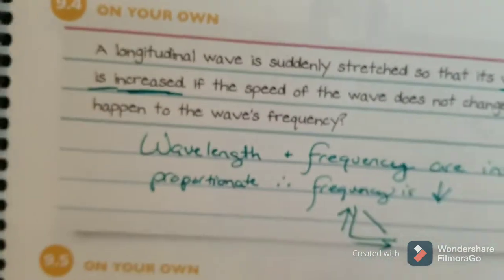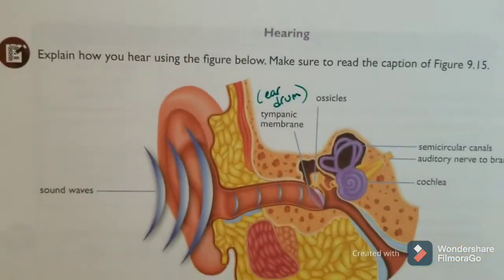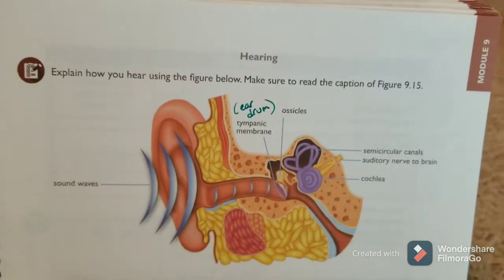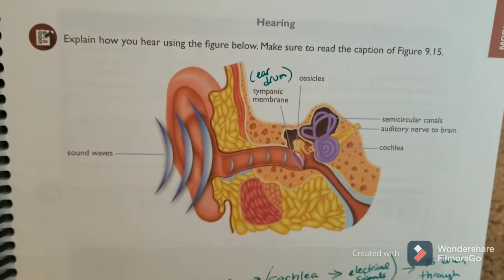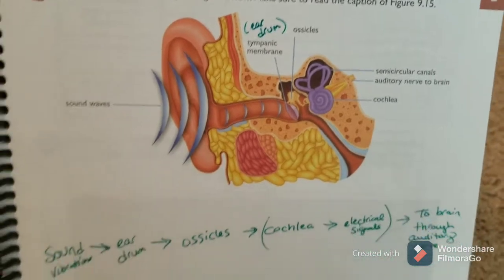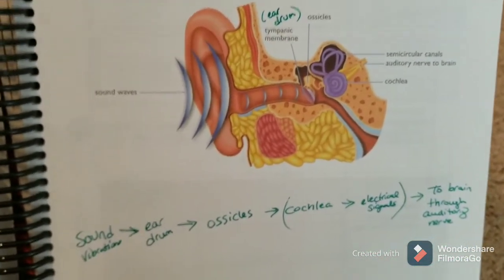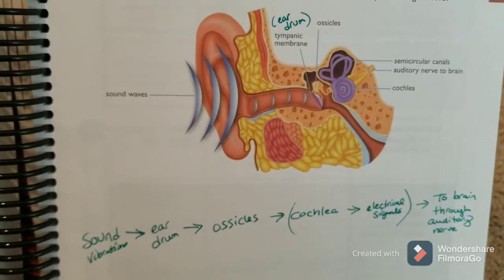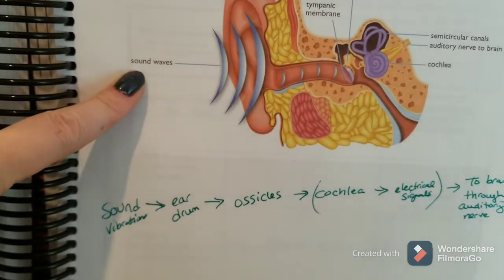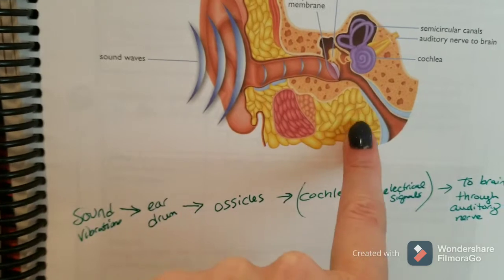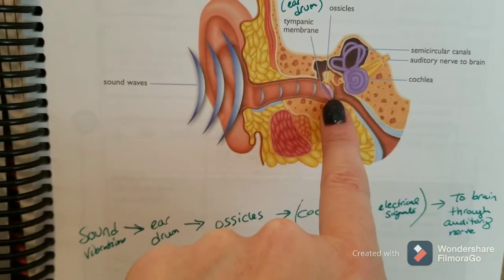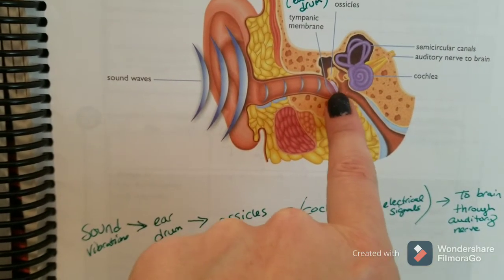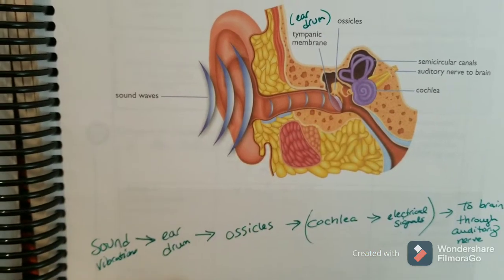All right, we're going to skip the last one because all the answers are in there. And I'm going to move on to page 267. Explain how you hear using this figure below. Isn't this fascinating? I think it's fascinating. Right, here we go. We've got sound or vibrations happening right here. And we've got the eardrum, also known as the tympanic membrane, right there. Isn't it weird? Looks like a contact lens or something.